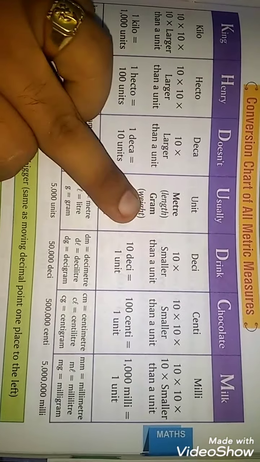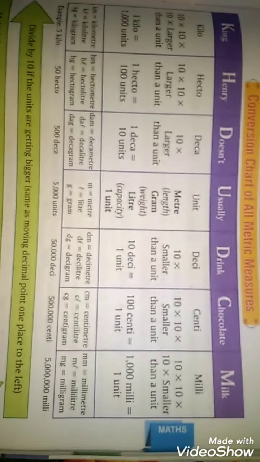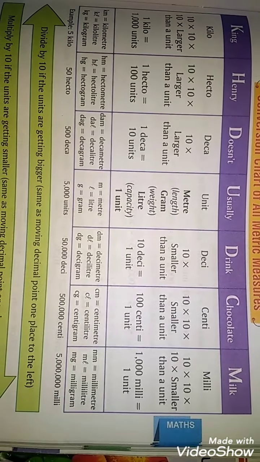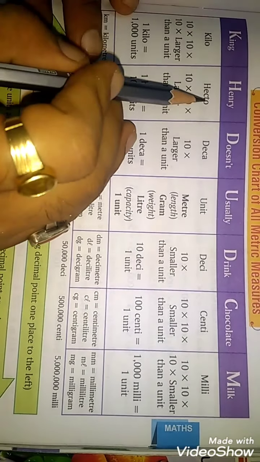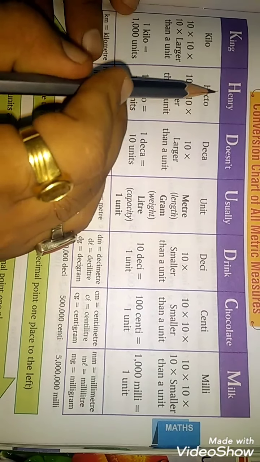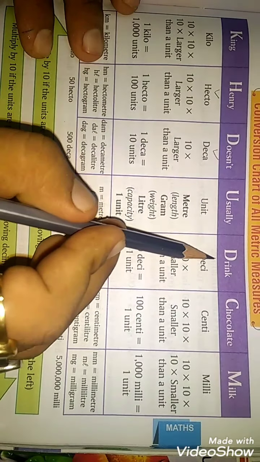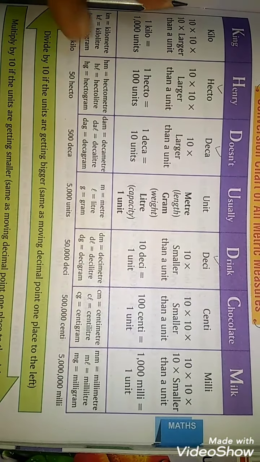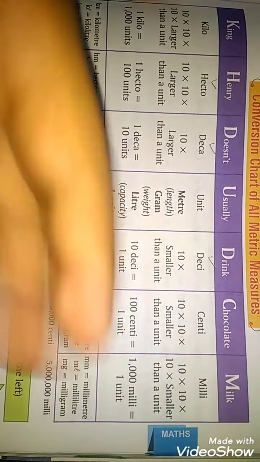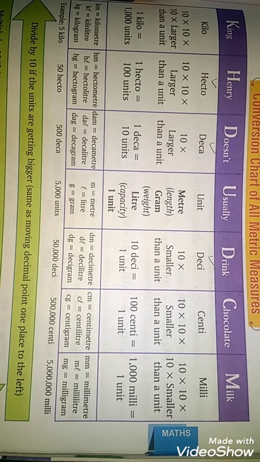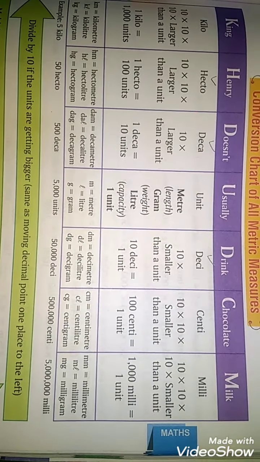Similarly, kilogram, gram, centigram or milligram. But here 3 units are new to you, so you have to focus upon them: hecto, deca and deci. These are the 3 new units. I hope you know kilogram, centimeter or milliliter, as you might have come across them in your day-to-day life.